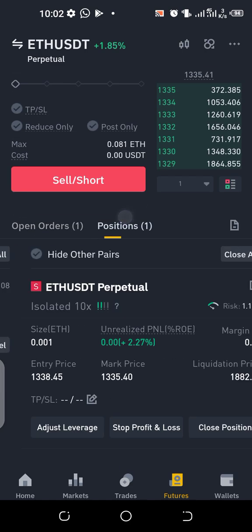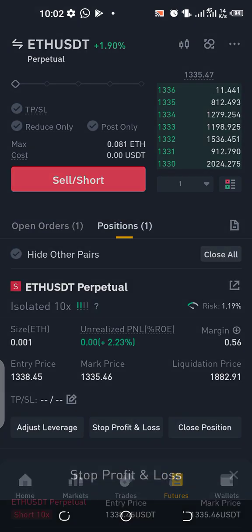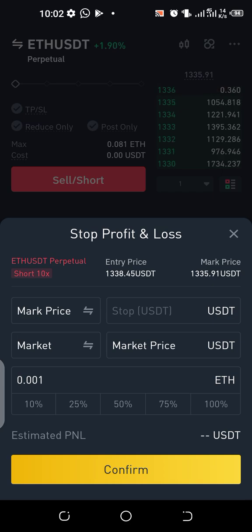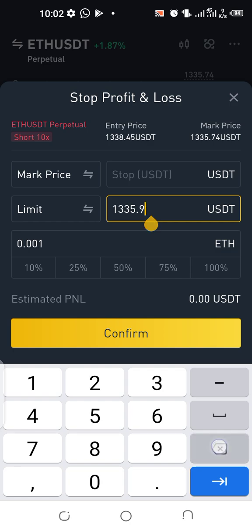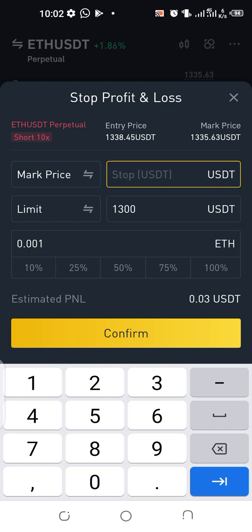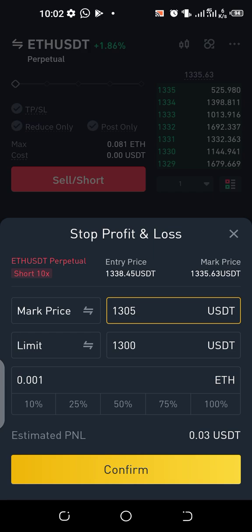So that's closing position. Or I can use stop profit and loss once again, like I did with longing, but this time my limit order, of course, will be at a lower price, right? So let's say I want to close at 1300, and I'll place the condition, that's the stop price, at a higher level than that, let's say 1305, and I'll confirm. And if that happens, I'll make 3 cents.